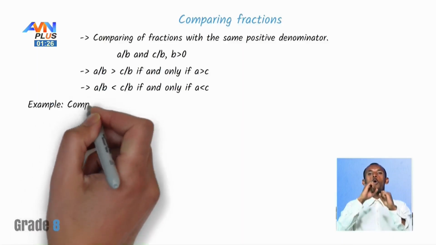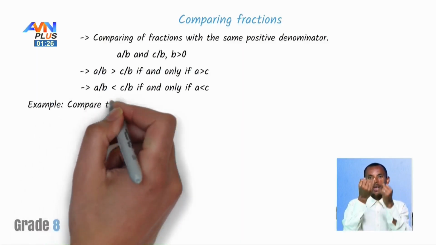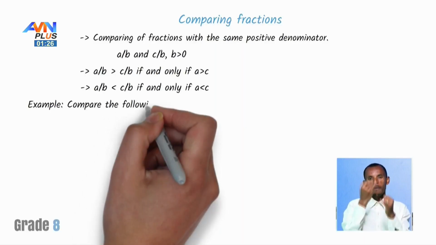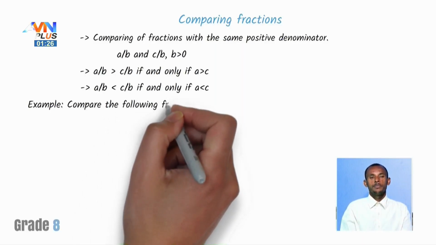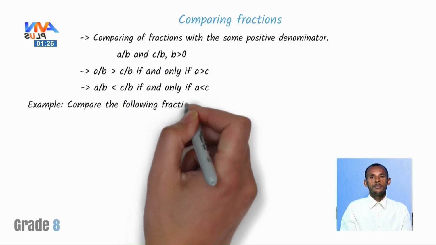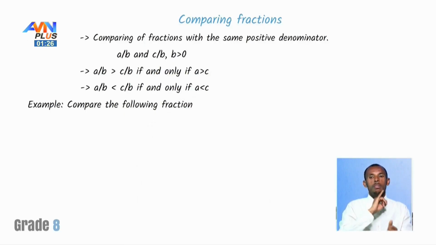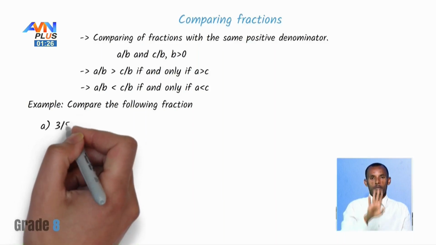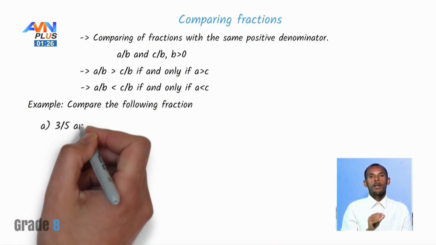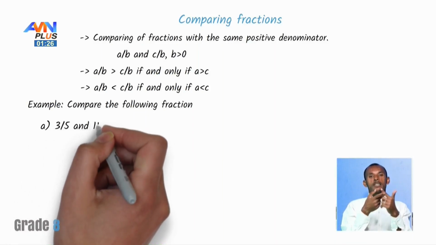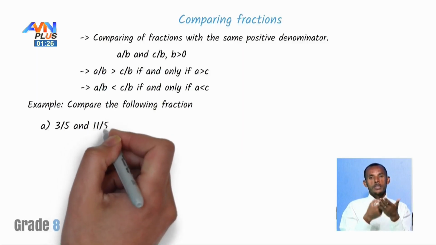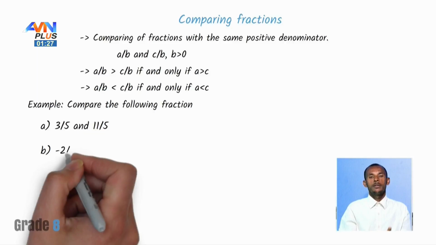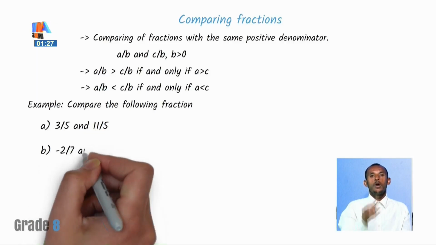Compare the following fractions. The first example is, say we have the fractions 3 over 5 and 11 over 5. The second example is minus 2 over 7 and 1 over 7.